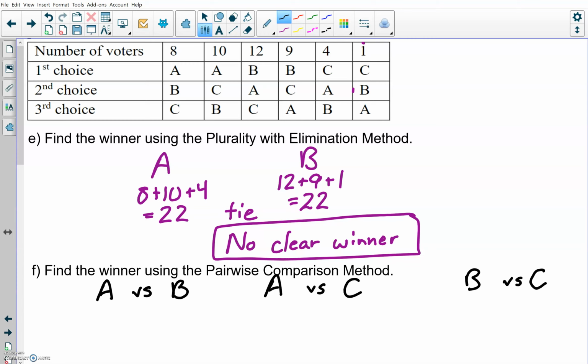And then you start looking at, we're going to focus just on the A versus B matchup. So A and B are on the court right now, trying to decide who's going to win 1 point for their cause. And we need to see how many times A is preferred over B. A is over B here, A is over B here, A is over B here. So 8 plus 10 plus 4, or 22 times. B preferred over A. Let's look at that. B over A was here, here, and here. 12 plus 9 plus 1, also 22 times. So that 1 point that they were fighting for, when there's a tie, each one gets a half a point.